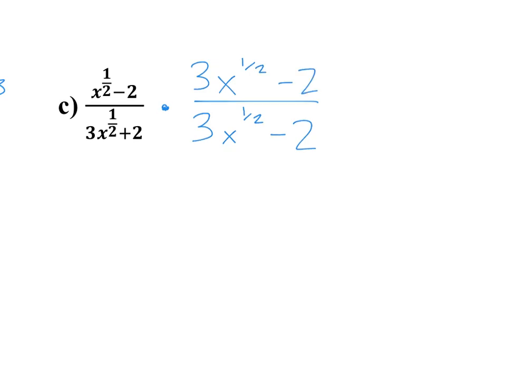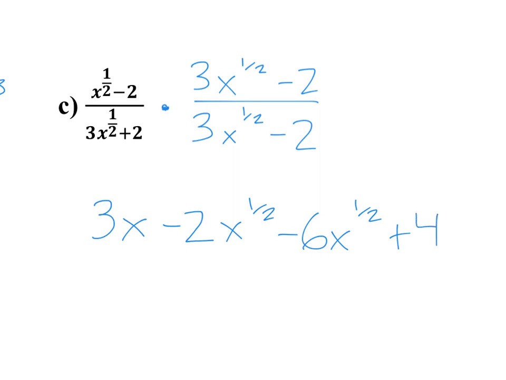So on the top, if we're FOILing, x to the 1/2 times 3x to the 1/2 would be 3x to the first power, because the exponents would be added together. All right, the outside on the top, minus 2x to the 1/2. Inside makes minus 6x to the 1/2. And the last terms make plus 4.